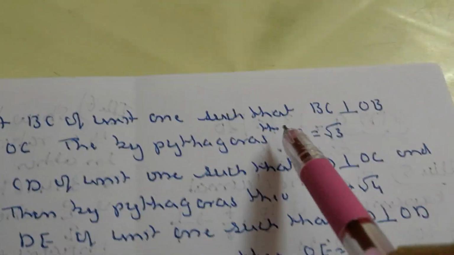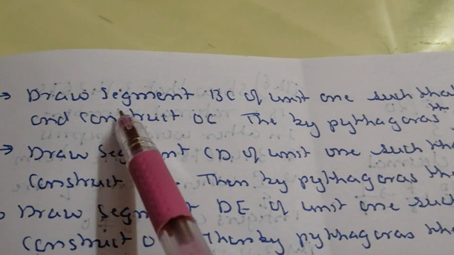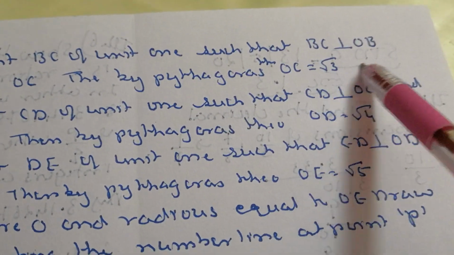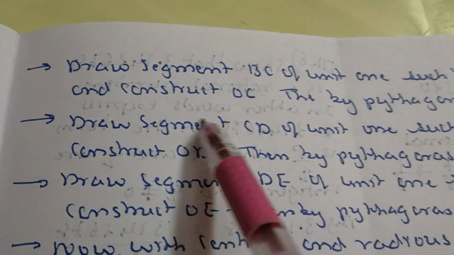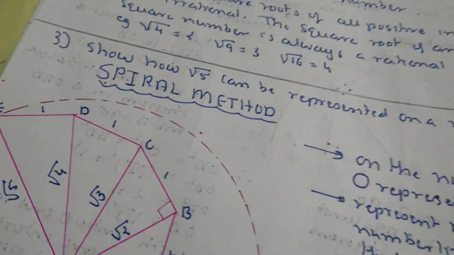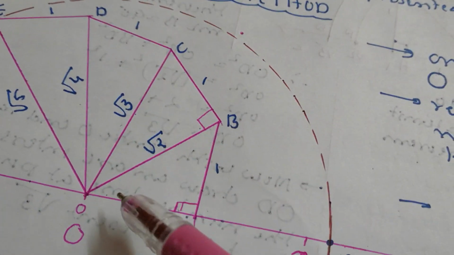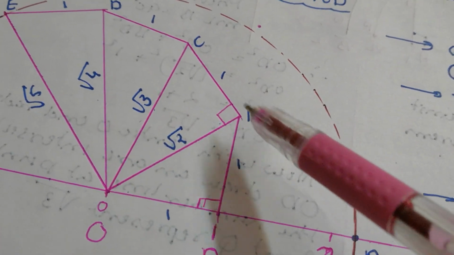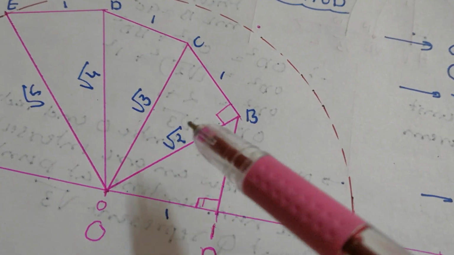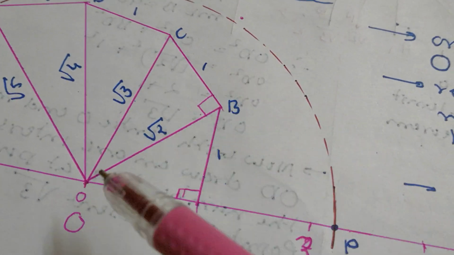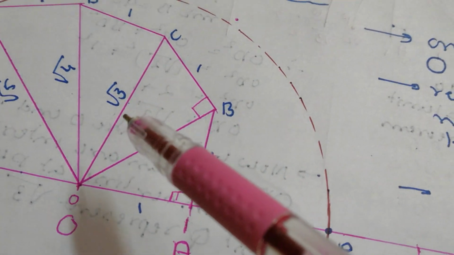The same thing I explained in words. Draw a segment BC with unit 1 such that BC is perpendicular to OB, and construct OC. By Pythagoras theorem, OC is equal to root 3. That is, you are going to write OC square is equal to OB square plus BC square. That is root 2 square plus 1 square. Root 2 square is 2, plus 1, that is 3. So OC is equal to root 3.